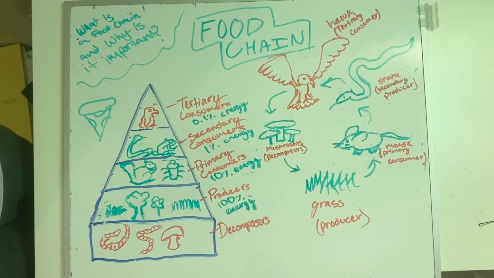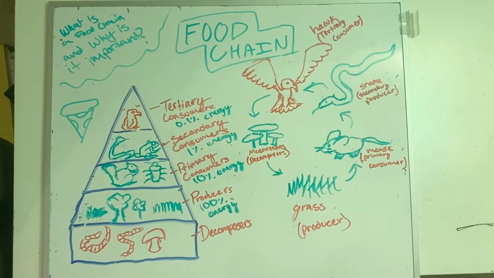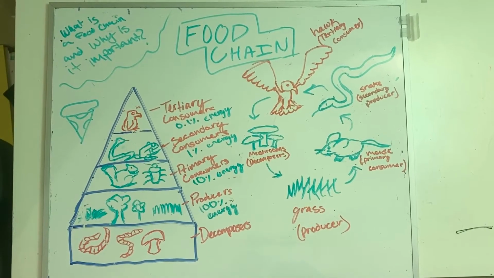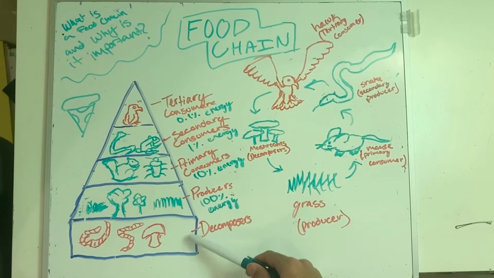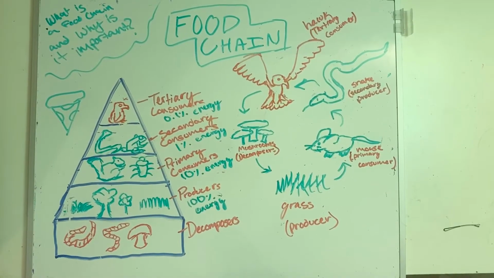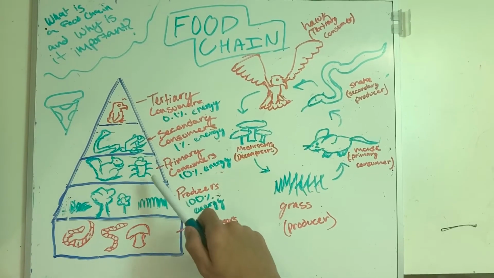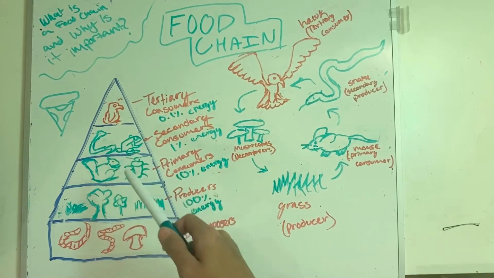A food chain is a hierarchical series of organisms that depend on each other and coexist within the same ecosystem. The food chain can be represented in many different ways, and the two I have here are the pyramid diagram as well as a food web. Each food chain consists of 5 main levels, these being the decomposers, the producers, the primary consumers, the secondary consumers, and the tertiary consumers, which are the apex predators.